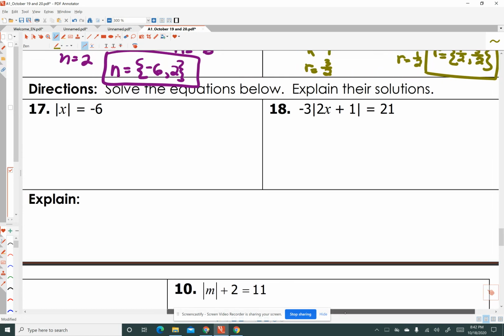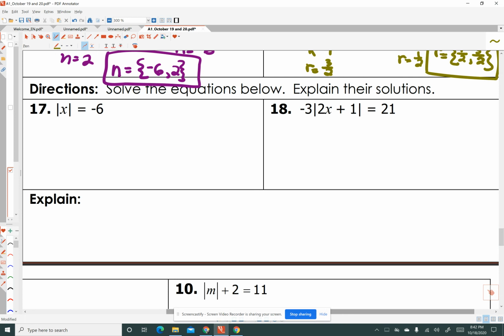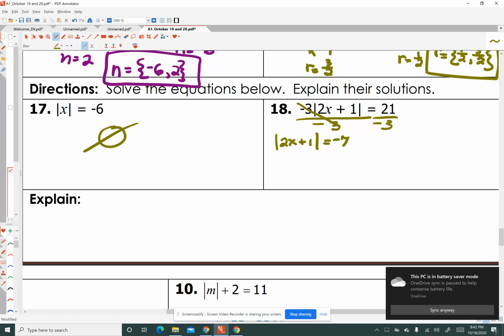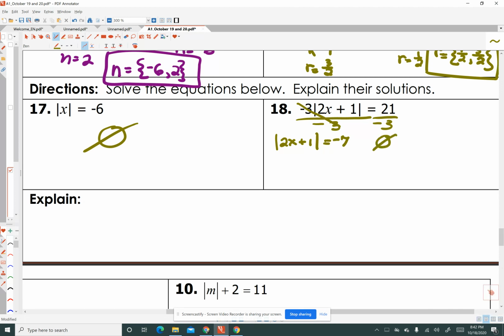Okay, so number 17, the absolute value of x equals -6. Cannot be, no solution. Let's look at number 18. If we divide both sides by -3, let's see what happens. We end up with the absolute value of 2x plus 1 equals -7. Again, no solution because absolute value cannot equal a negative number once isolated.